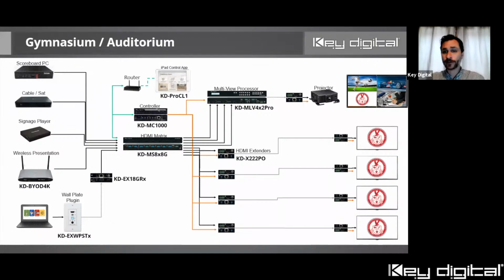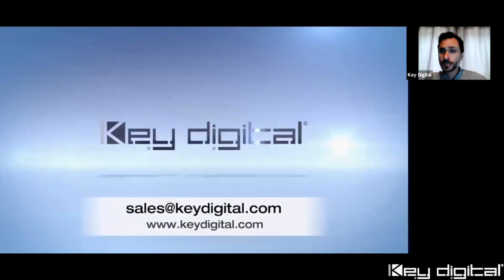So we do that very commonly with our AV over IP systems as well. So any kind of matrixing system can feed into or out of a multi-viewer, allowing you to deliver multi-view content all over the system. So there's really a variety of ways to use this device, and a variety of reasons why these devices, multi-view processors, are so popular for Key Digital.